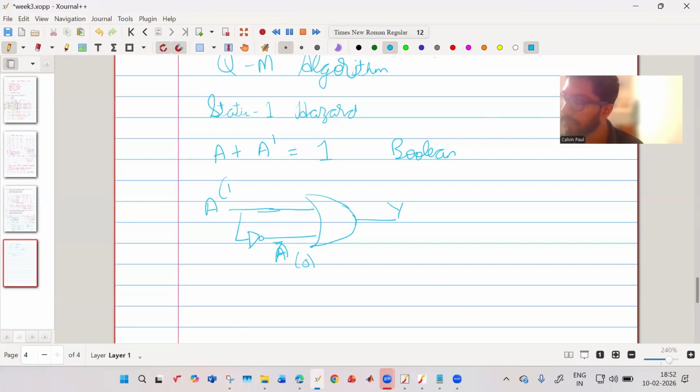Now from 1, A goes to 0. Your A bar also has to go from 0 to 1. But it takes some time because there's a delay. There'll also be a delay over here. So instead of going to 1, it will still be 0, then after some time it will become 1. This was initially 1, but since there's a condition where both are 0, 0, it will be 1. After delay, it will go to 0, and after the delay, it will go back to 1.